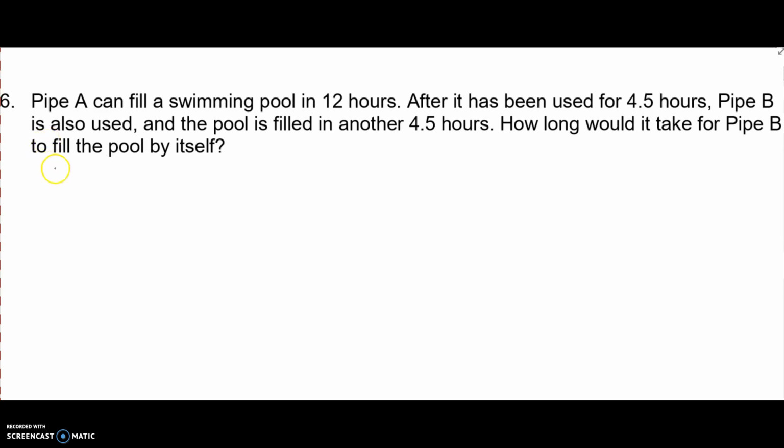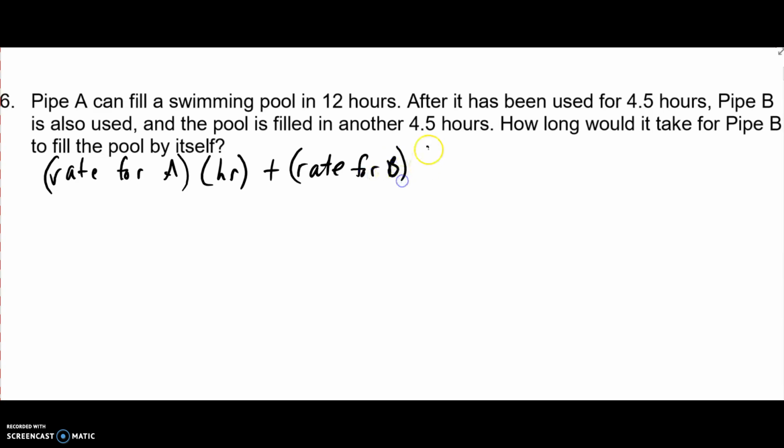So I'm going to write this out as a verbal model first. So I'll have my rate for pipe A, okay, times the number of hours it's going to run, plus the rate for pipe B and the number of hours that it's going to run. And if I take a look at the rate, it's going to be pools per hour, so the hours will cancel out, so it's essentially pool plus pool equals pool, because they're filling up the same pool together, so the units work out.